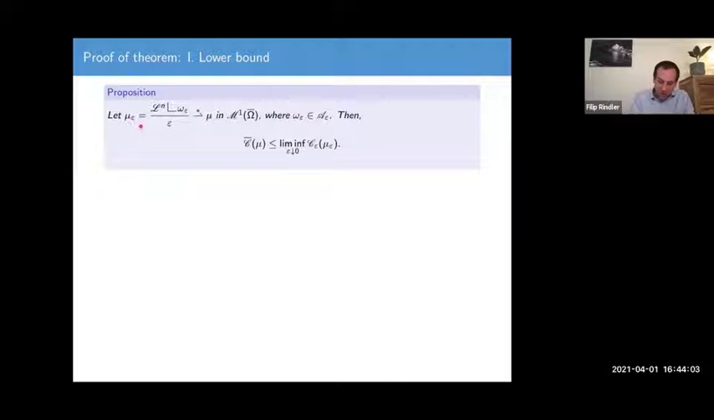So what do we need to show? We have these measures, and they converge weakly star to some mu in the space of probability measures. These mu epsilon are the measures associated to shapes omega epsilon. I want to show that C bar of mu is less than or equal to the lim inf of those C epsilon. And then the other thing I need to establish is that C bar is also greater than or equal to the lim sup of those. Then we know that C bar is really the limit of those. So it's the classical gamma convergence argument that you have a lower bound and an upper bound. Let's do the lower bound first.